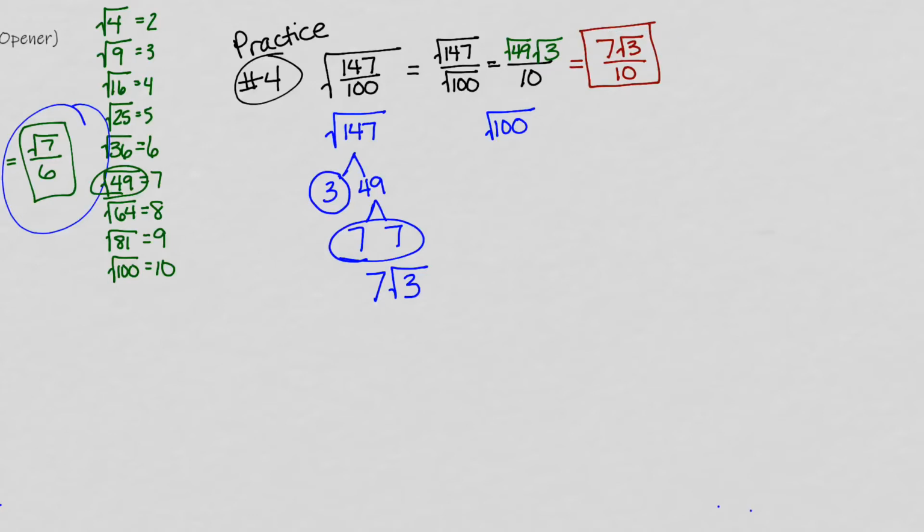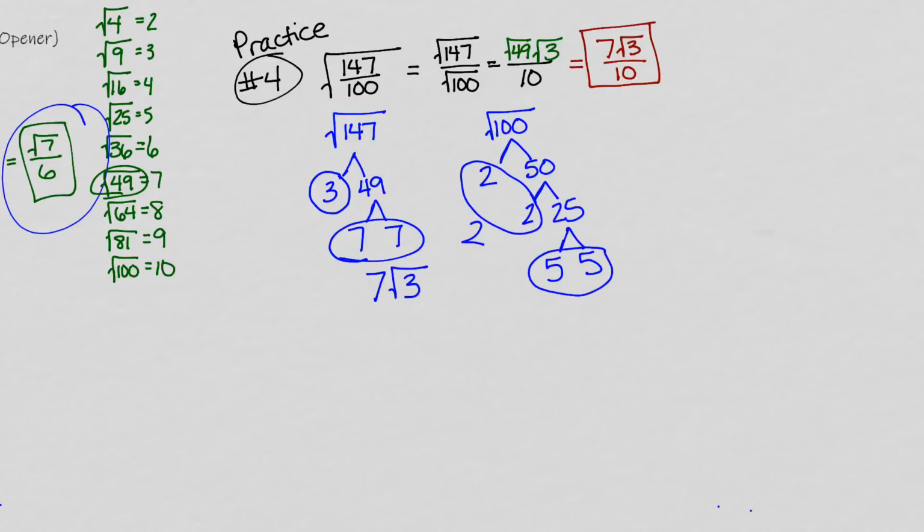And then for the square root of 100, smallest prime number is 2, and you get 50. Smallest prime number is 5, and you get 25. Smallest prime number is 5, and you get 5, which is prime. So every set, I'm going to have a 2 times a 5. I don't have any left inside, so that means outside I have 2 times 5, which is 10. And that's what we got up here.